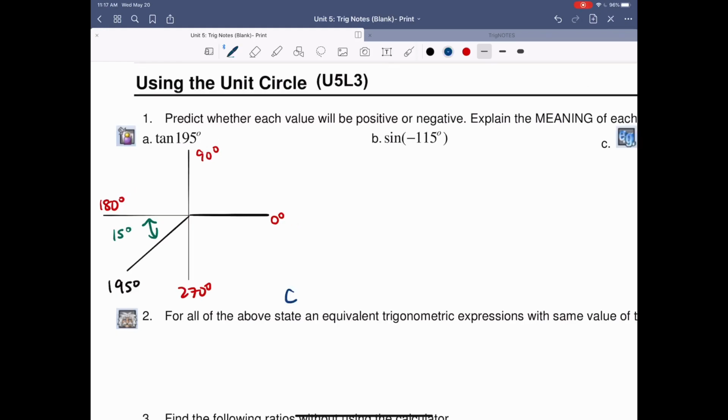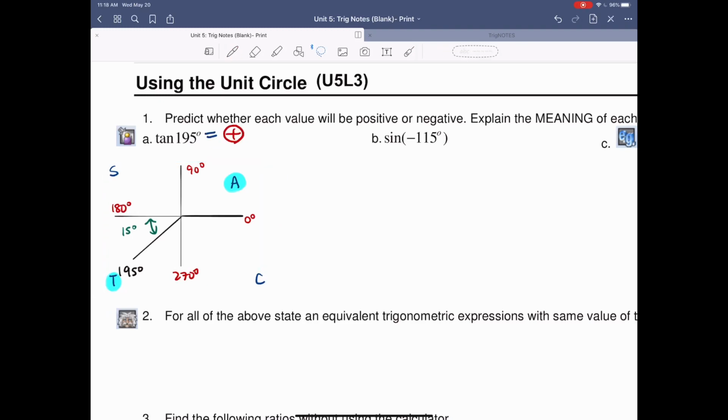I habitually write CAST to tell me the signs of the primary trig ratios. And I've been using these highlighters to help you visualize where tan is positive. Well, tan is positive here because that's where all the trig ratios are positive, and tan is positive there. Based on this information, because our angle lies in quadrant 3, the answer to this question is that tan 195 is positive. And then I need to go about writing down what this means.